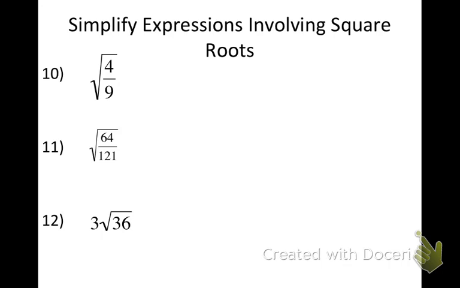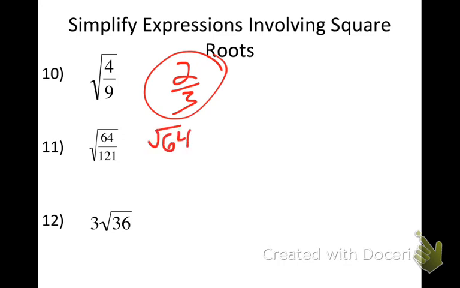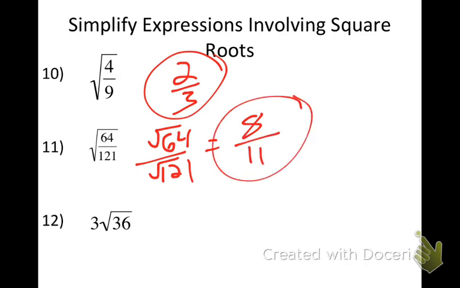All right, let's look at number 10. Square root of 4 over 9. Kyle, what'd you get? 2 over 3. It is 2 over 3. Good work, sir. Number 11, square root of 64 over 121. Okay, so let's break it down. I break down the square root of 64 and the square root of 121. Joe Daniels, what's the square root of 64? 8. And the square root of 121? 11.